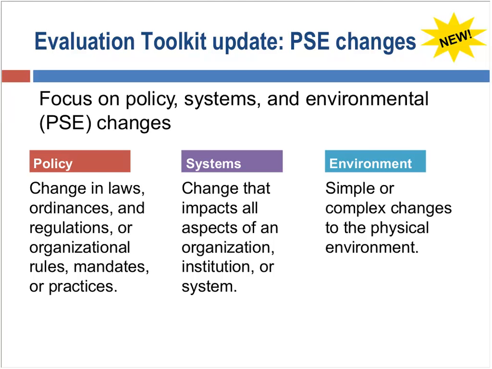And then there are environmental changes, which are simple or complex changes to the physical environment. An example of an environmental change related to colorectal cancer screening could be a mobile health unit that provides a variety of health services, including initial consultations on colorectal cancer screening, to residents in neighborhoods who otherwise may face barriers to screenings. So the difference between program and PSE level interventions can impact how evaluations are designed. And so we've included in this version of the toolkit a number of additional tools, resources, and examples of PSE change interventions.